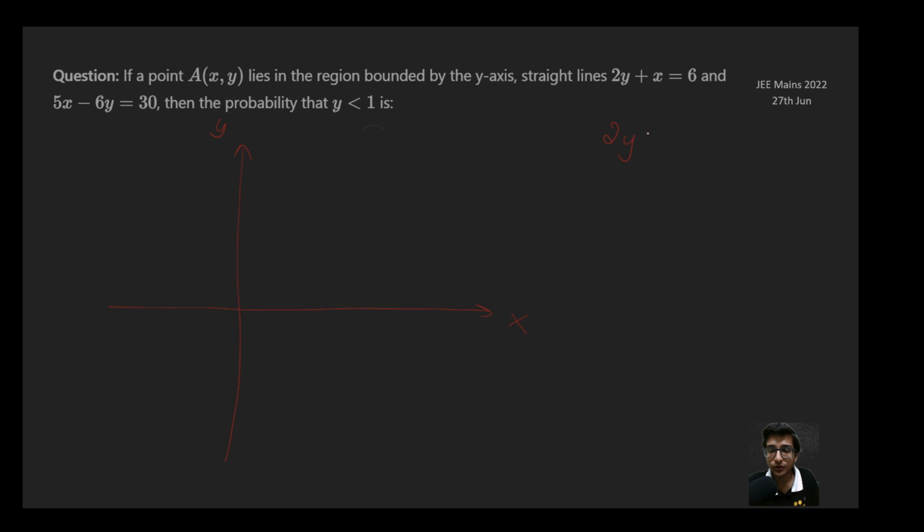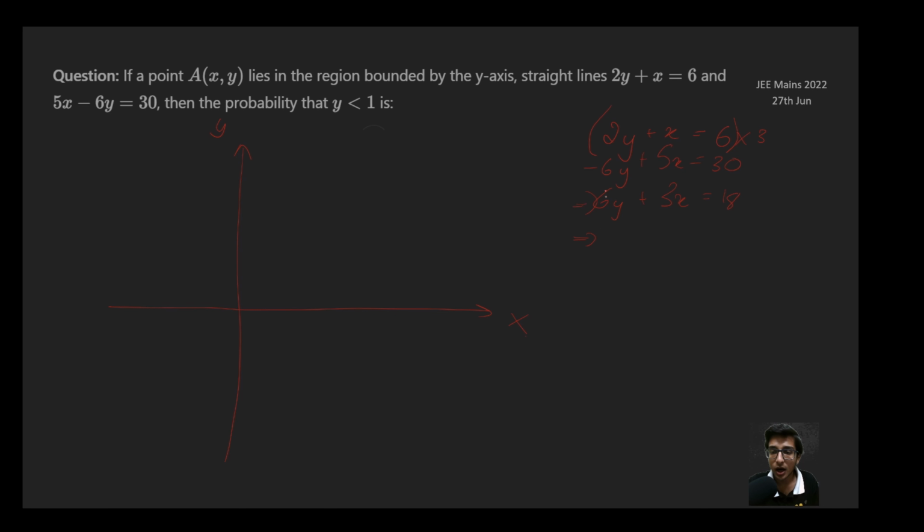So let's say I have 2y plus x is equal to 6, and another line is minus 6y plus 5x is equal to 30. What is my intersection point going to be of these two lines? So let us find that out so that we can plot it on the graph. Let us multiply this entire equation by 3. So we get 6y plus 3x is equal to 18.